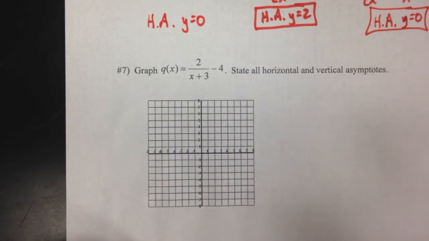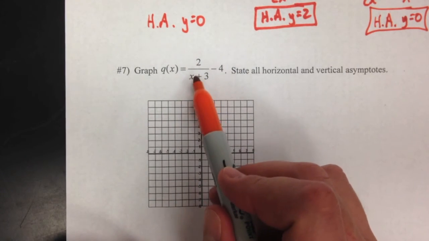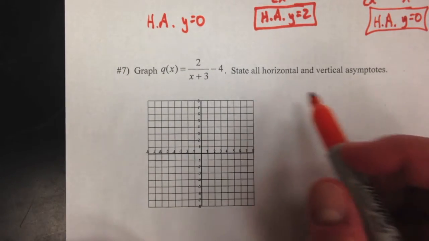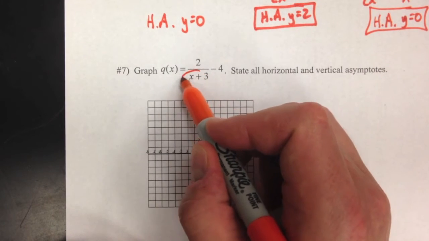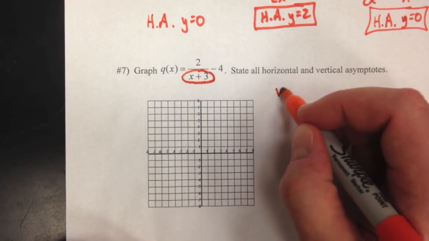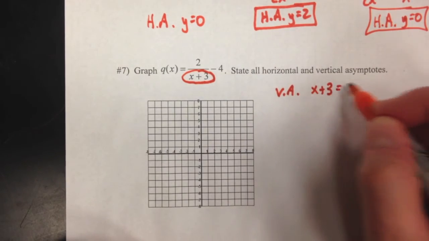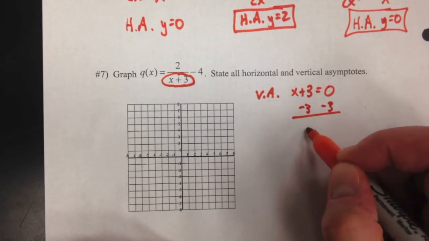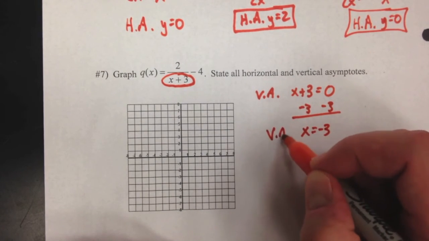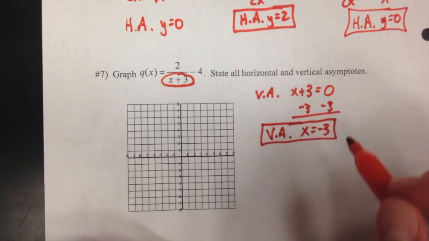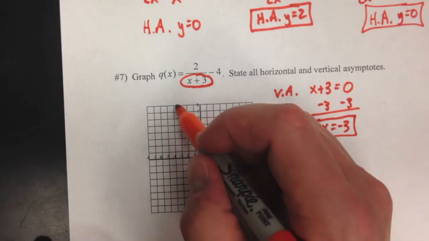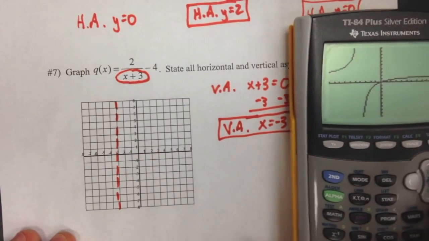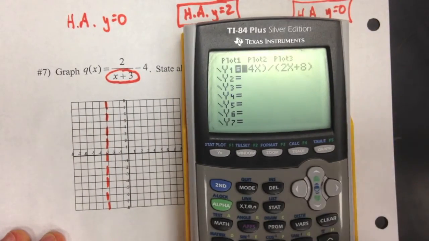All right, so we got one more problem here. Let's take a look at 7. Graph q of x equals 2 over x plus 3 minus 4. State all horizontal and vertical asymptotes. Well, for vertical, we can look at this. We can get this right away. The vertical asymptote is when x plus 3 is equal to 0, when the denominator is 0. Subtract 3 from both sides. x equals negative 3. That would be the vertical asymptote. So I can draw that on my graph here. Vertical asymptote's negative 3.